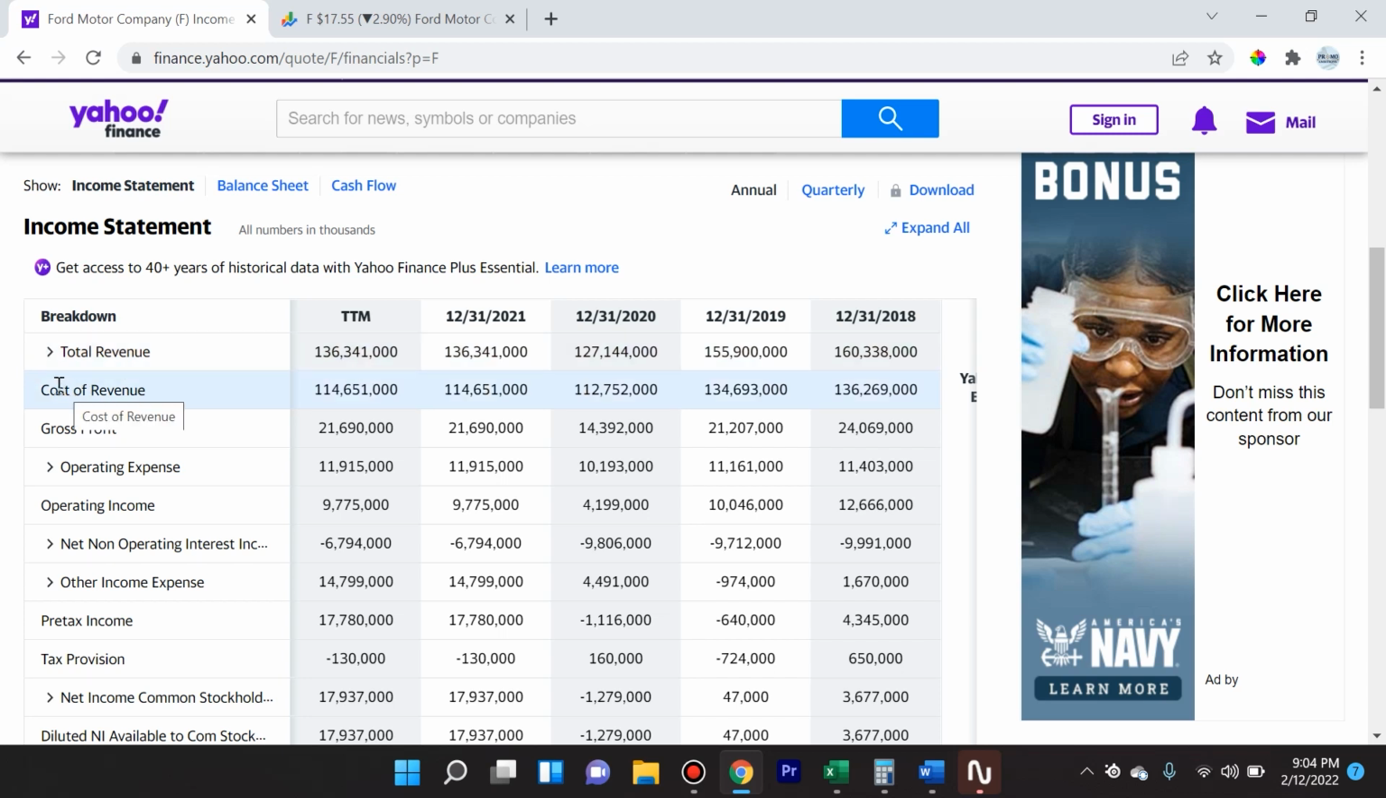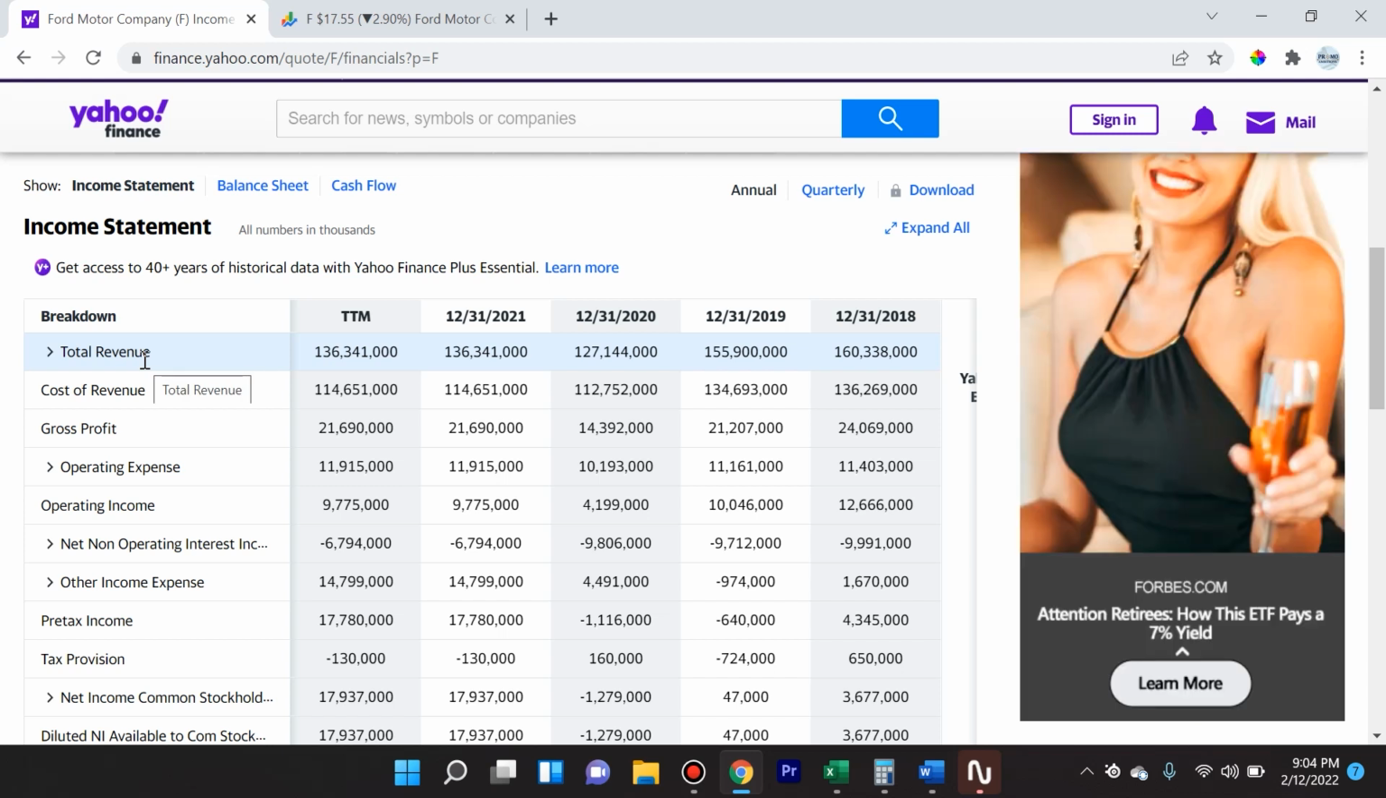Now we need to look at the cost of the revenue. So what was the cost of all these goods sold? Cost of revenue is the total amount of money it took to manufacture and deliver the goods or services. It takes direct costs into account. Now you might hear of this figure, cost of revenue, as also cost of goods sold.